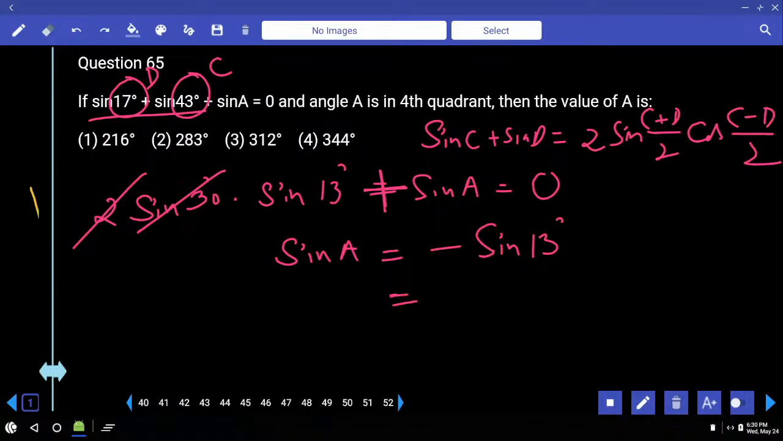As the angle is in the fourth quadrant, we can write it in place of this as cos 270 plus 13. How much is that?